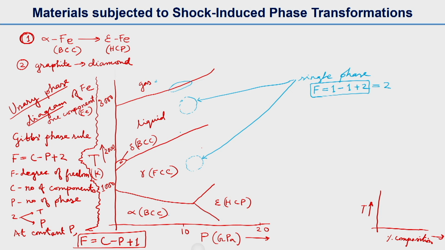Similarly, if we talk about the two phase regions on these lines, suppose this line can have both gas and liquid phases, and this line can have both liquid and gamma phases. So these lines are two phase regions.